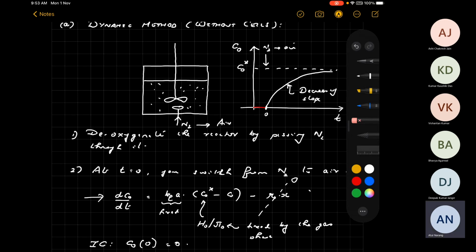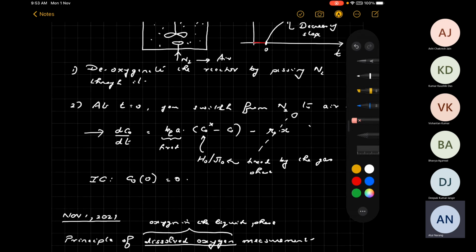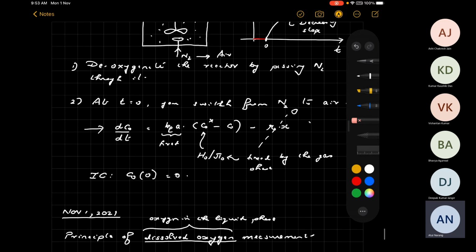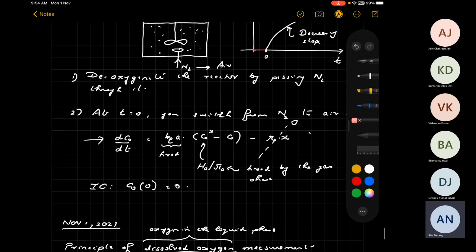So this speed with which it rises provides a measure of KLA, and the basic idea is shown in the equation over here. You have dCO/dt equal to, this is from the mass balance, KLA times (CO star minus CO). And this ROX is equal to 0 because this experiment is done without cells. And the CO star is essentially the final solubility of oxygen that will be reached in the liquid phase.